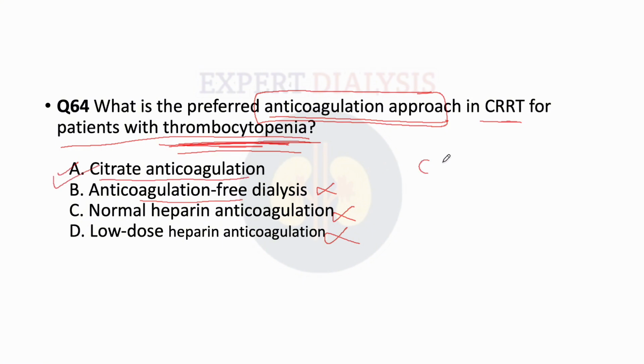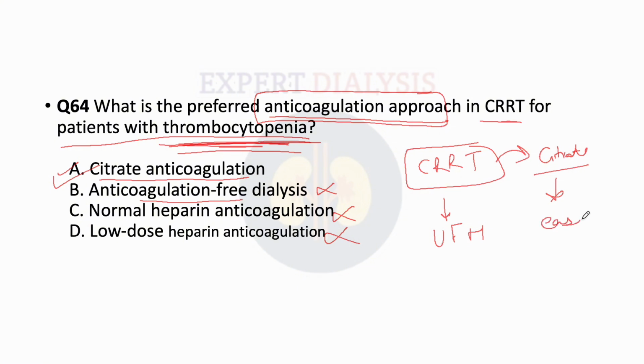Though in CRRT the most common anticoagulant that we use is unfractionated heparin, when the case is thrombocytopenia, it will be citrate. Why is citrate not the most common? Because we cannot easily monitor it. It is hard to monitor its level. So that's why. Moving ahead.